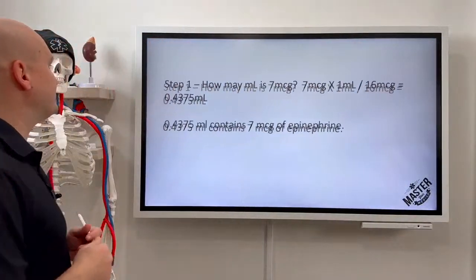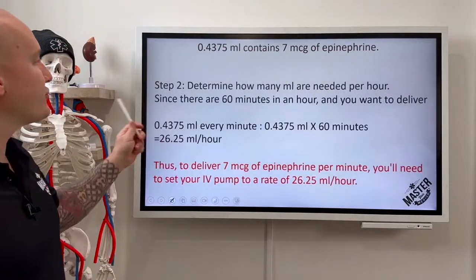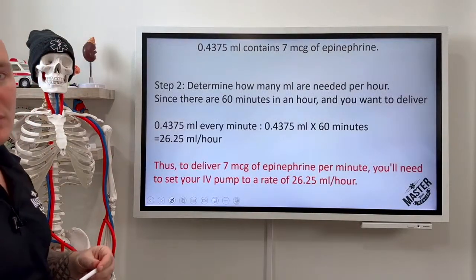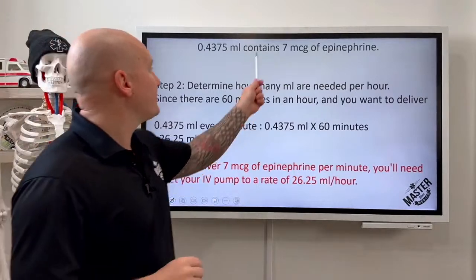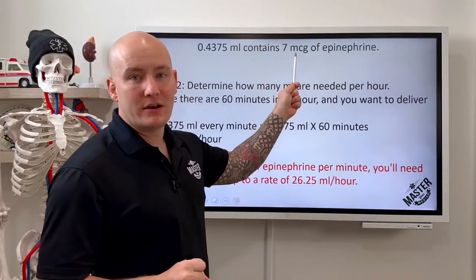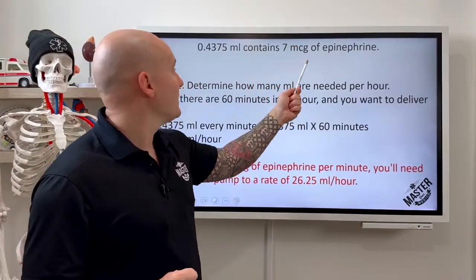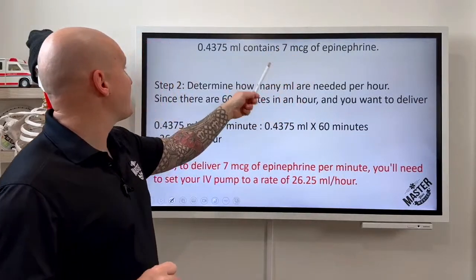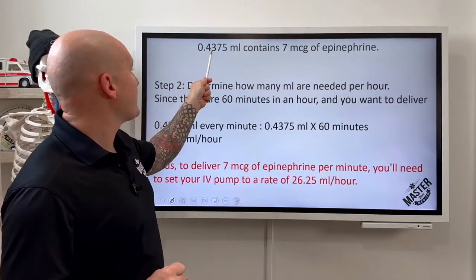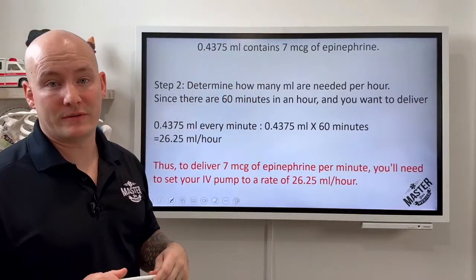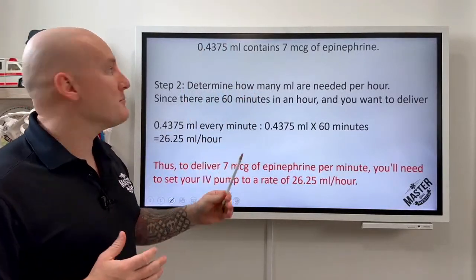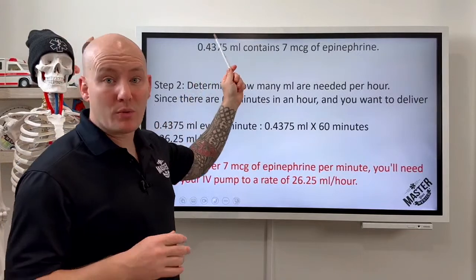The second part is determining how many mils are needed per hour. Well, we know that we need 7 micrograms of epinephrine every minute. When 7 micrograms of epinephrine is needed, that's 0.4375 mils. Okay, that's how many mils we need every single minute, but we need it in hours.